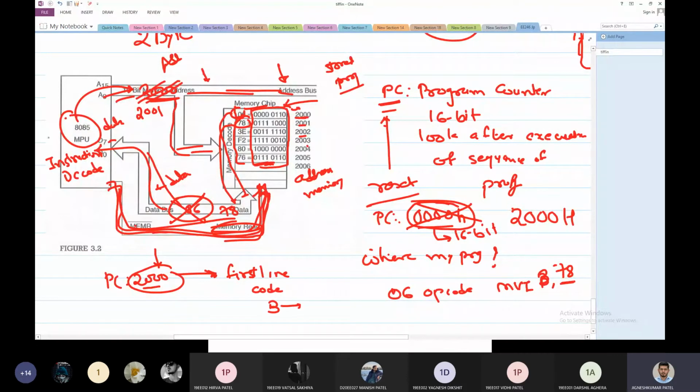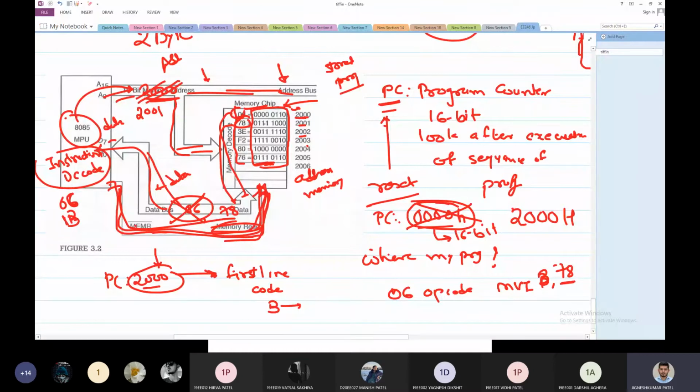Why? Because the first instruction given was 06. The 06 means transfer immediate data. So it will automatically get the immediate data and move it to register B. Other than fetching the opcode, all the process will be done by itself. There would be no human interference in between. You just have to give 06 and 78.